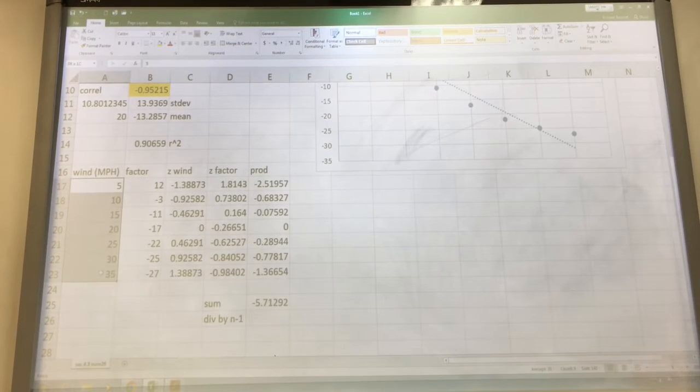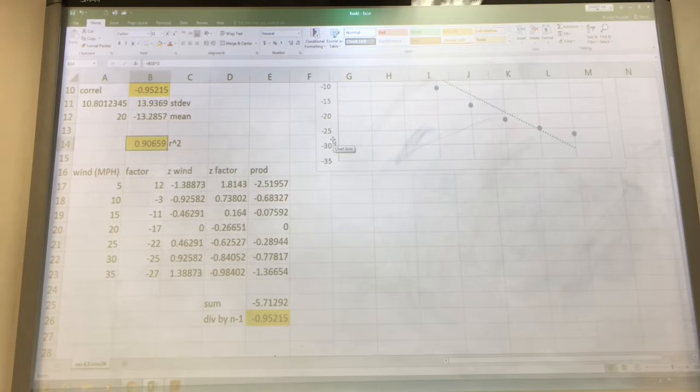Is my n 7 or 14? It's 7, the number of pairs. So I'm going to divide by 6. Am I going to get negative 0.95215? I am smart. I'm as smart as Excel. Okay, got it. And if I square that, I can get my r squared.